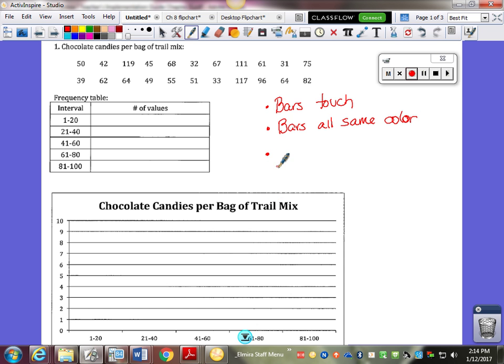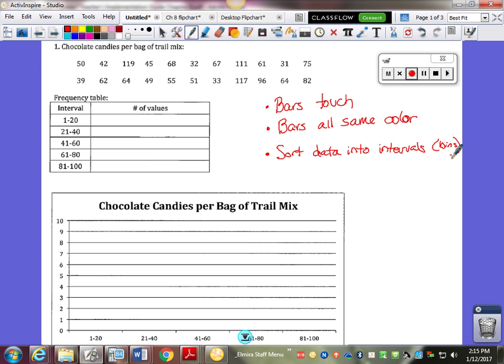And a histogram is specifically used for when we sort the data into intervals. Sometimes they're called bins. So the bars touch, they are all the same color. You can't get creative with this and decide you want to do like a rainbow or something like that. They all have to be the same color. And you sort the data into intervals.